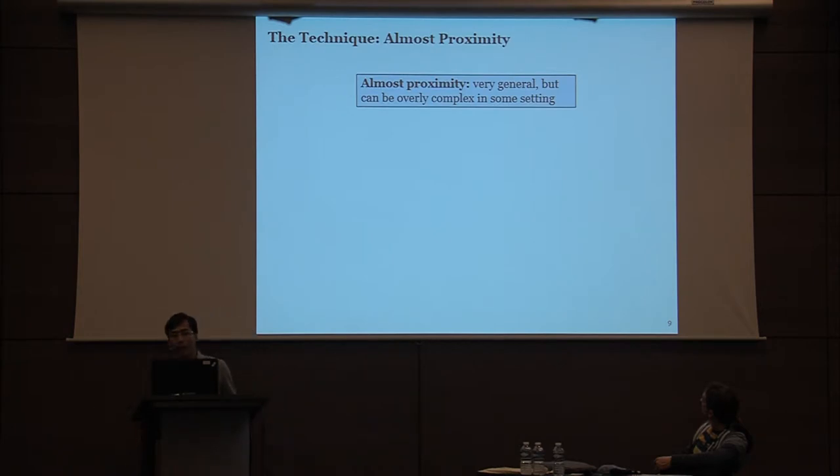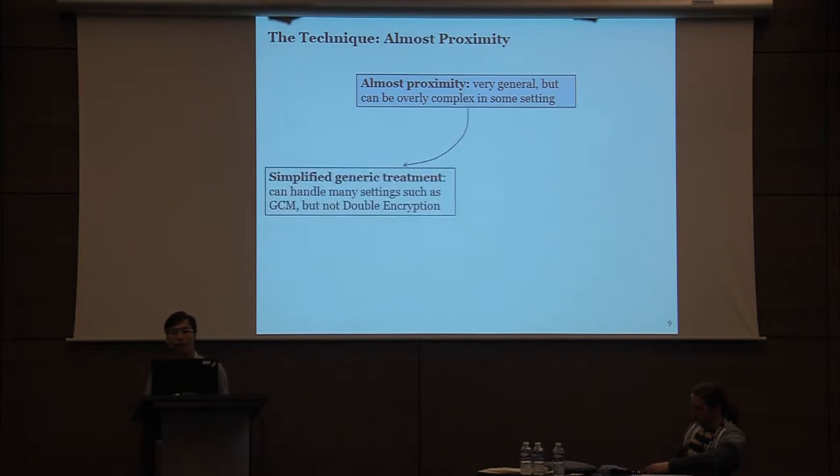Our proof technique, which we call almost proximity, is very general, as I mentioned earlier, but because of that, it can be overly complex in some settings. We therefore provide a simplified framework of our technique that is more restricted in scope, but hopefully improves the usability substantially.